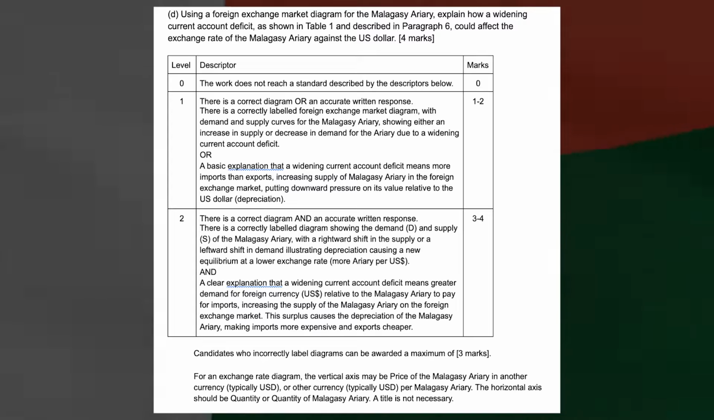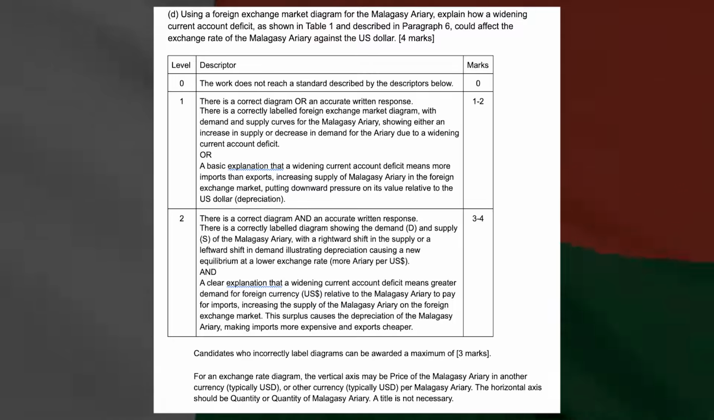Level 1. There is a correct diagram or accurate written response. There is a correctly labeled foreign exchange market diagram with demand and supply curves for the Malagasy ariary, showing either an increase in supply or decrease in demand for the ariary due to a widening current account deficit. Or a basic explanation that a widening current account deficit means more imports than exports, increasing supply of Malagasy ariary in the foreign exchange market, putting downward pressure on its value relative to the US dollar, depreciation.